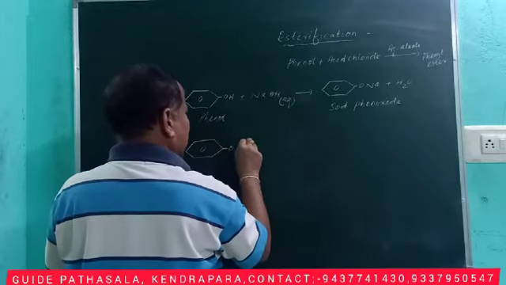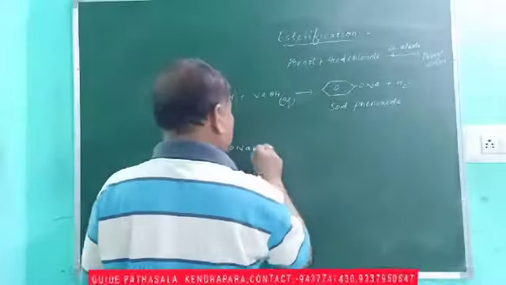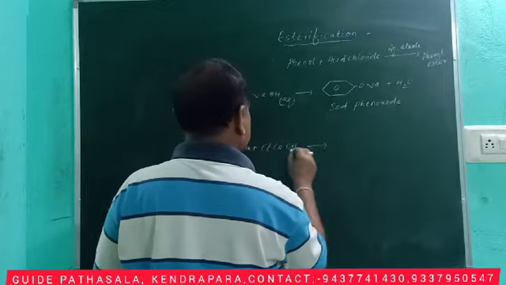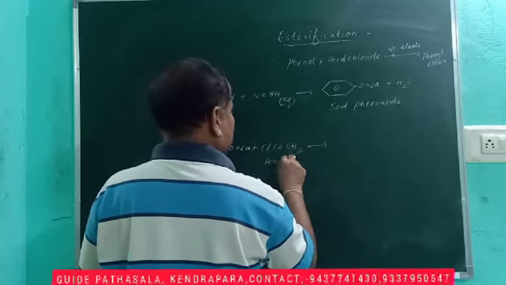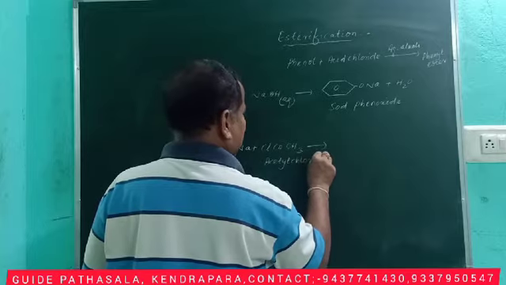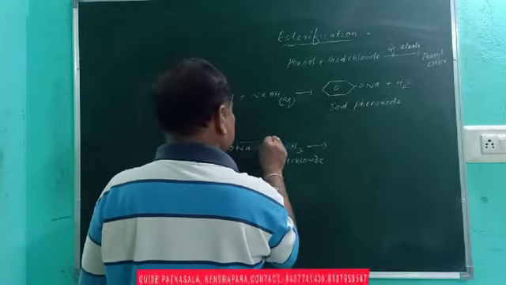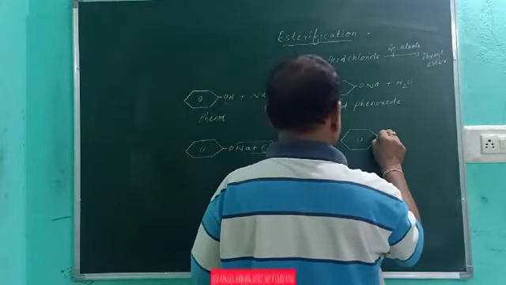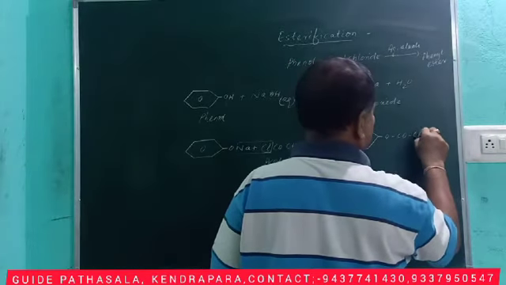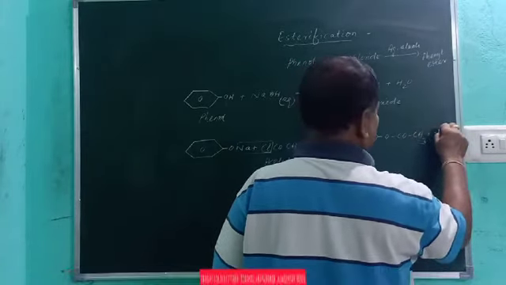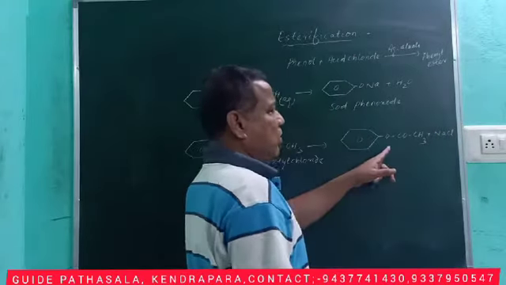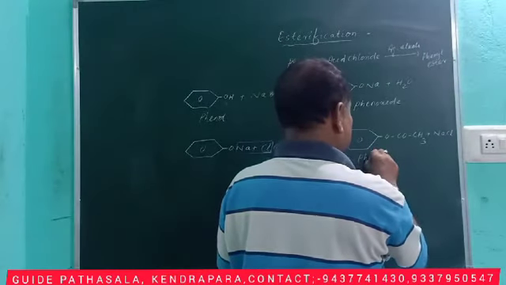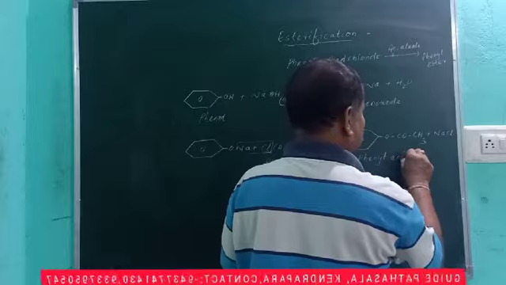When sodium phenoxide reacts with acyl chloride, suppose you take acetyl chloride, which can be represented as CH3COCl. When sodium phenoxide reacts with acetyl chloride, NaCl is eliminated. As a result, an ester is formed: C6H5OCOCH3 plus NaCl. It is phenyl acetate, a phenyl ester.